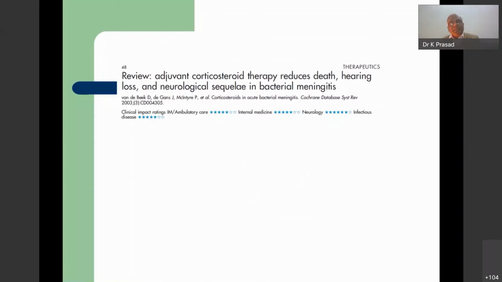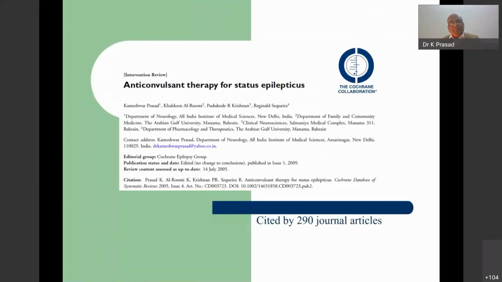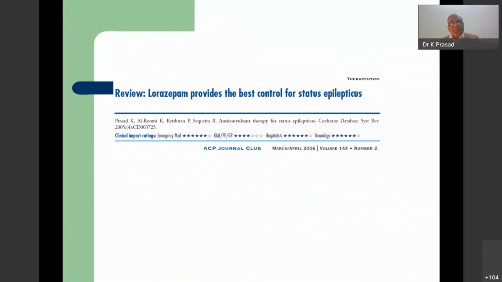So many other journals republished the abstract of this review, highlighting the role of corticosteroids in bacterial meningitis. Similarly, anticonvulsant therapy for status epilepticus was one of my Cochrane reviews, which was published way back. I don't remember when, but then I revised it once. And this also was practice changing, because diazepam was the first choice until that time. And then in my Cochrane review, I showed lorazepam is better.